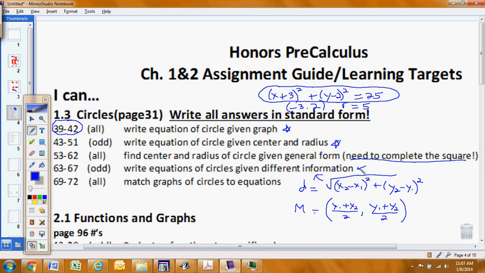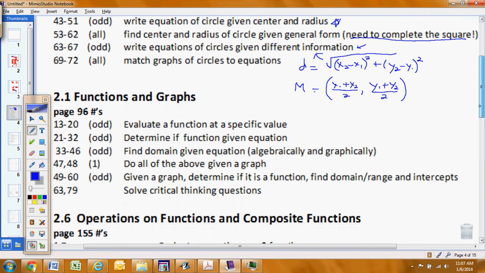So make sure you have those ready, and that will help you do this section here, where if I give you like the center and a point on it, you have to figure things out. Main thing to know about circles is how to find the center and the radius, and then be able to complete the square. If you need to do any problems from that section, then you can do those. Let's move on to the next one.